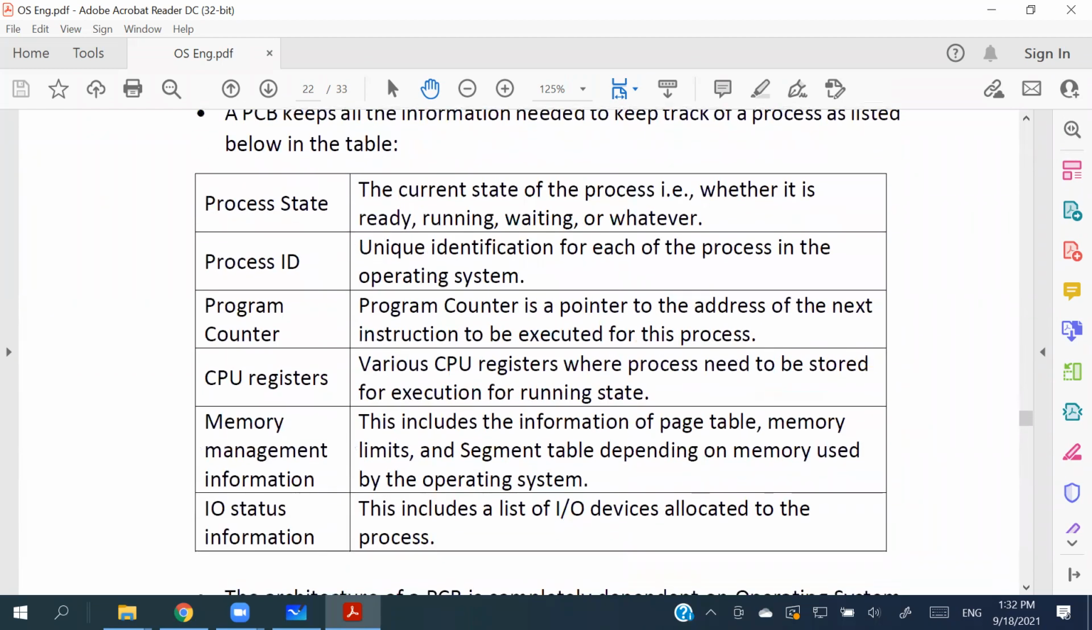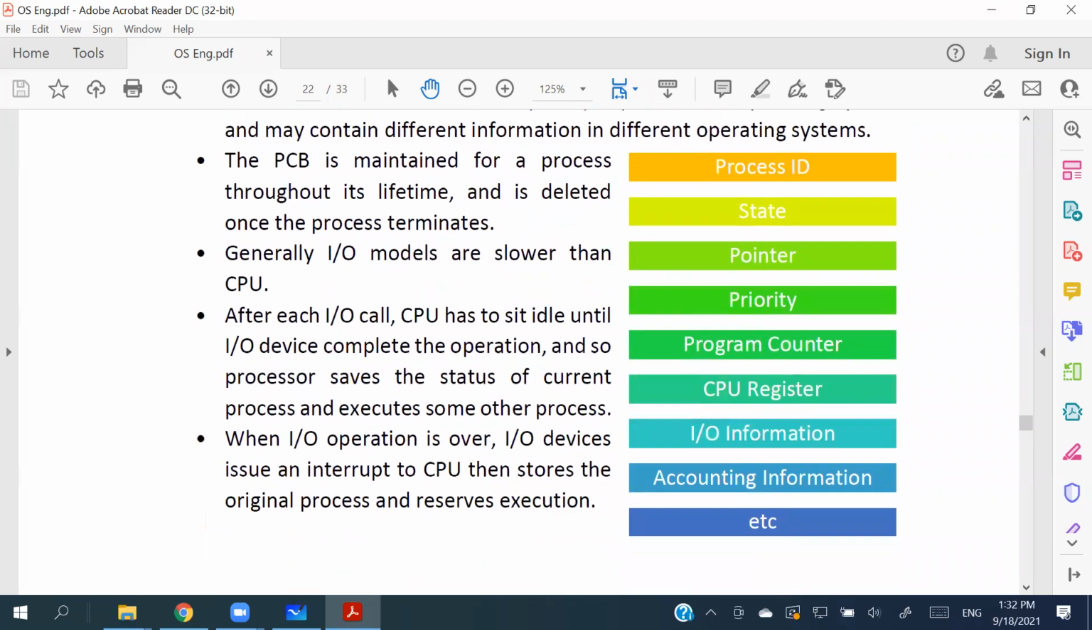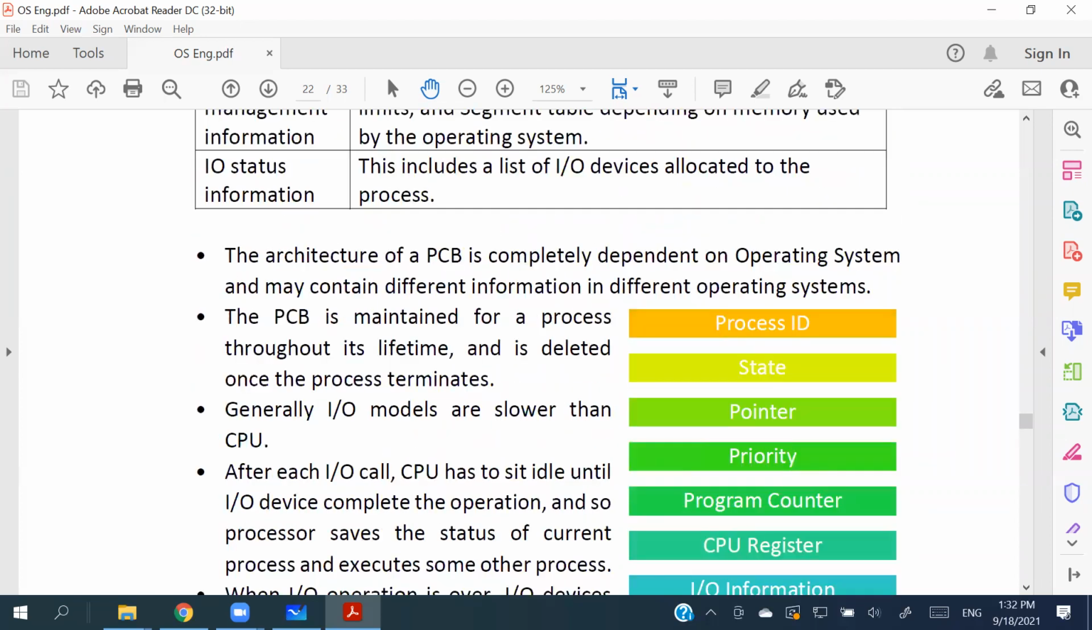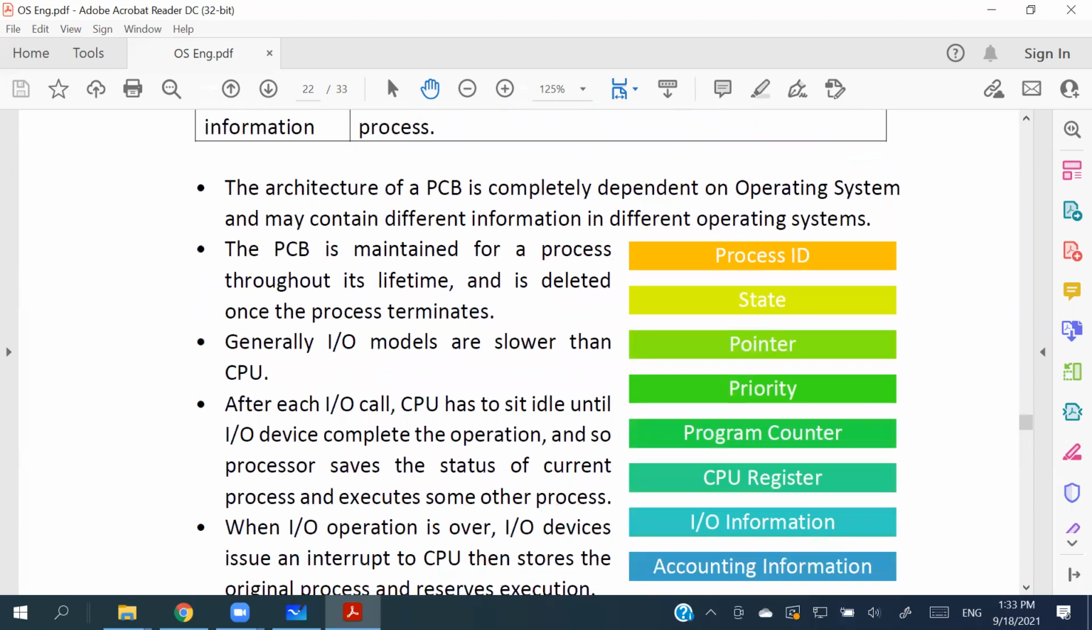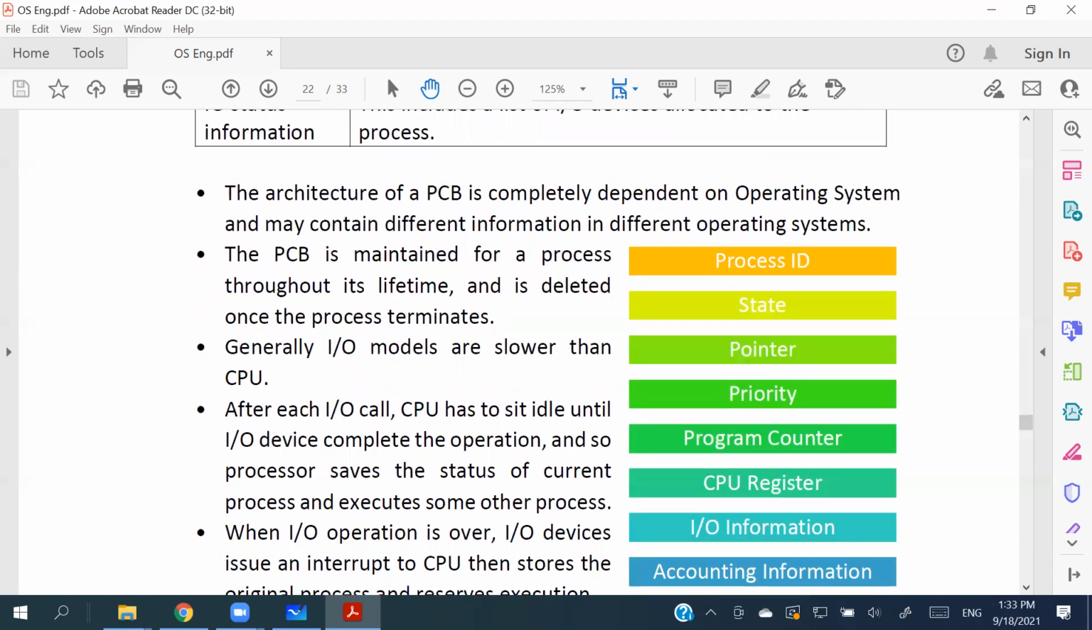Compared to the most common features or details in the table, this PCB contains something more. Process ID is there, status is there, there is something called a pointer, something called priorities, again the program counter, CPU registers, input-output information, and accounting information. So likewise, PCBs can change from operating system to operating system, but these details are common. So why is the PCB there? To track a particular process regarding the things that are being performed.